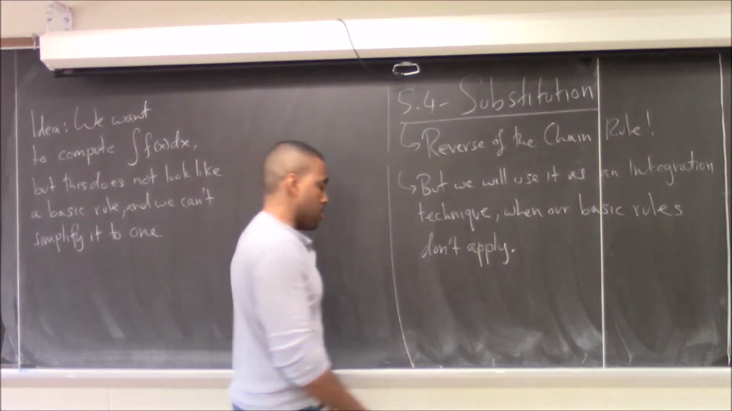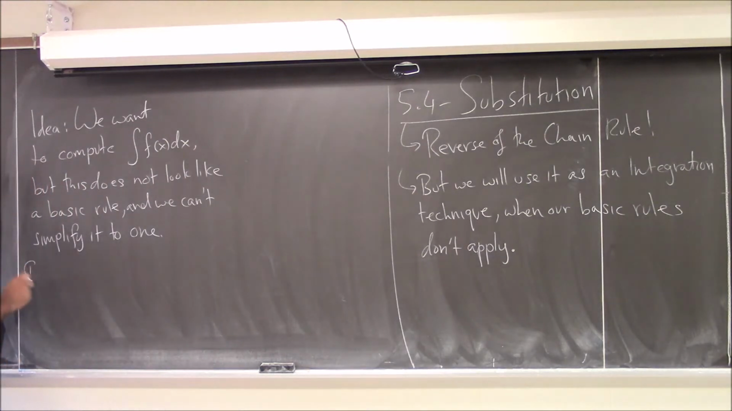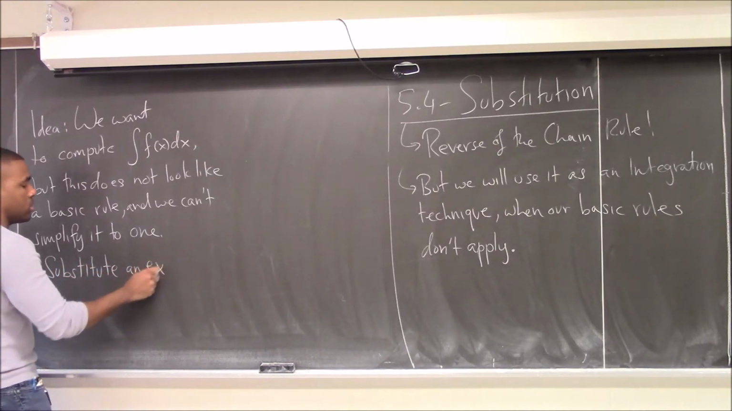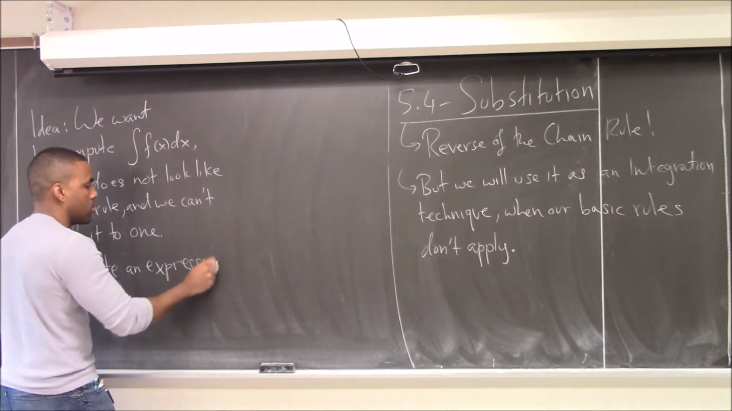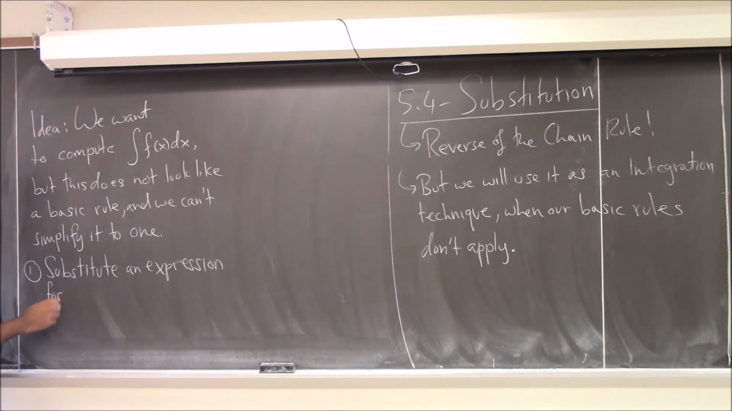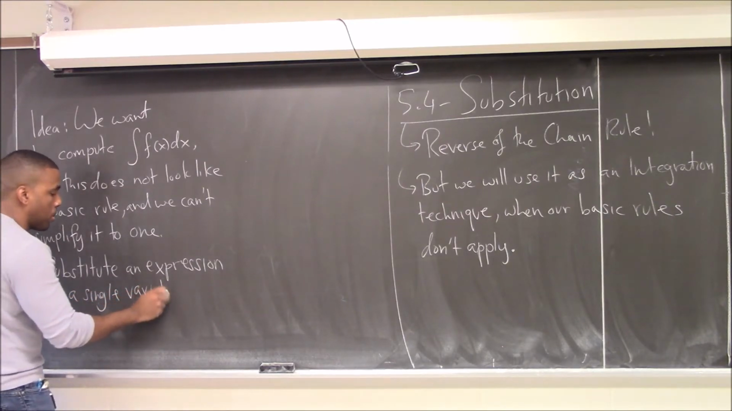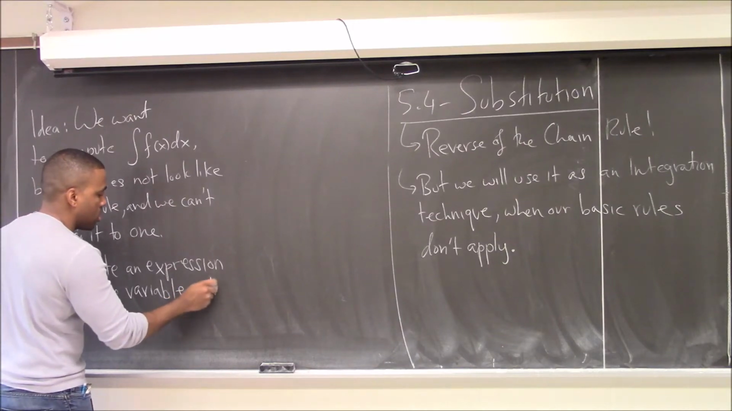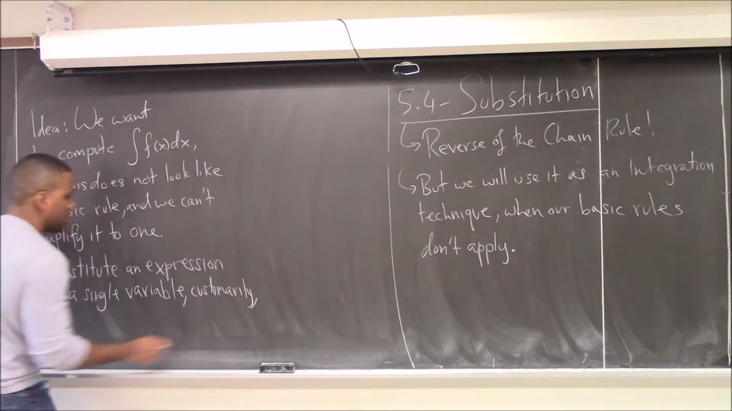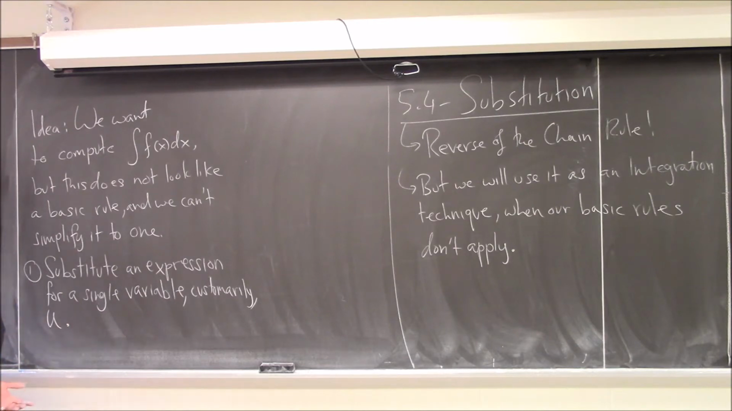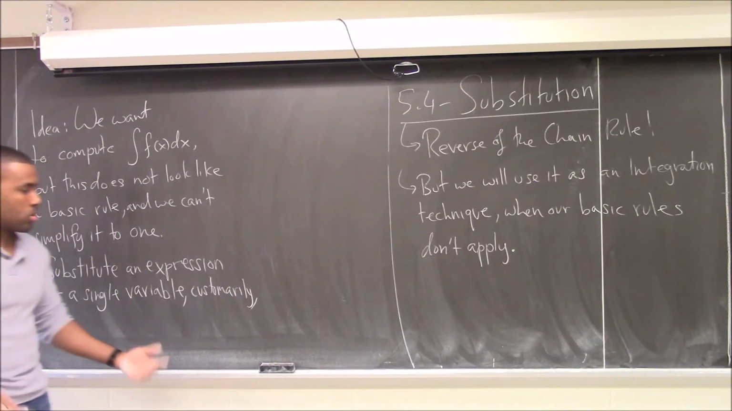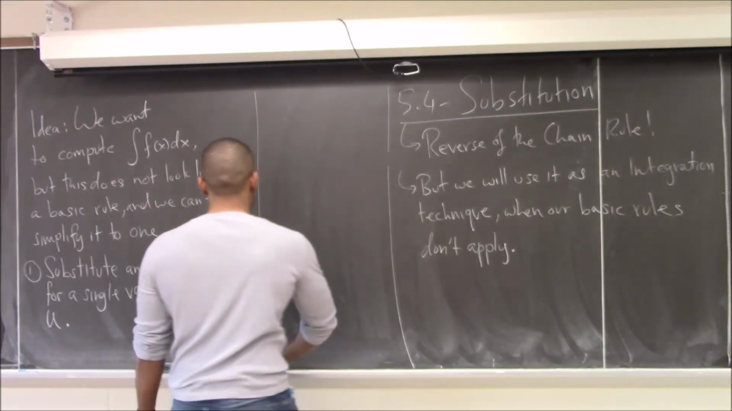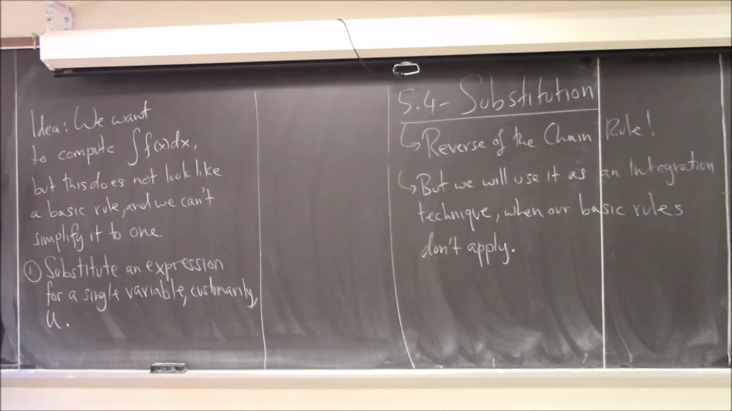I'll give you an example next time. So what we're going to do, why it's called substitution, is we're going to substitute an expression for a single variable. Customarily, u would be the variable. So a lot of students refer to this as u substitution because u is normally the letter used, but you can do it with any variable other than the variable you started with, essentially.